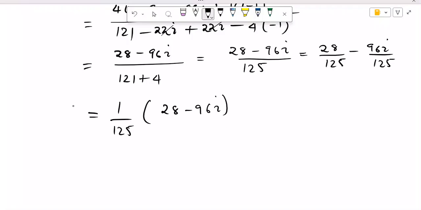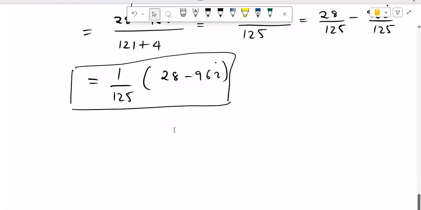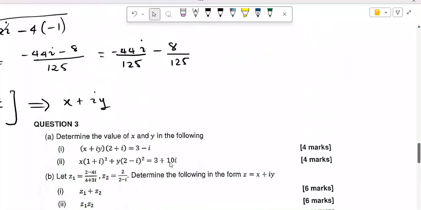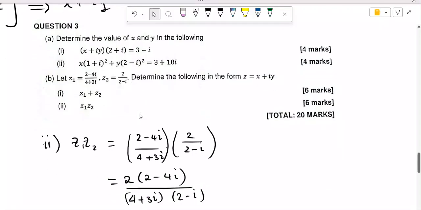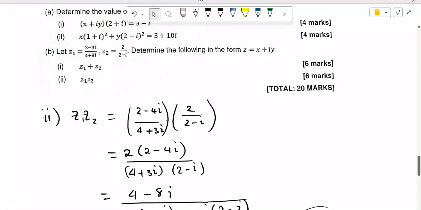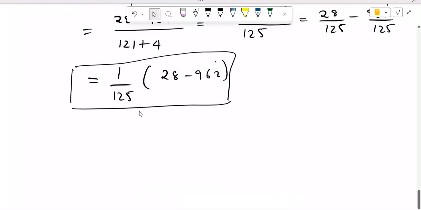So this is how you answer these kind of questions. Okay, so the question was, you solve z1 times z2, and then you express the answer in this form. So after solving, you find the conjugate. The conjugate is where you change the sign of the complex part, okay, and then multiply both the numerator and the denominator.